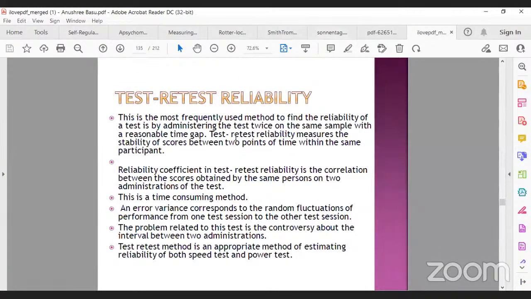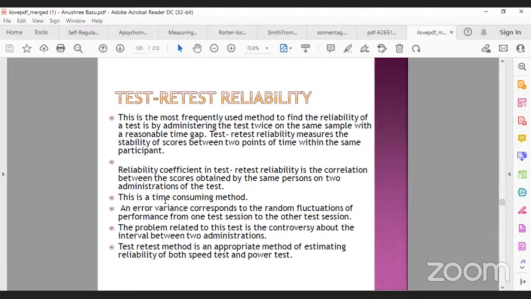Test-retest reliability. It is the most frequently used method to find reliability of the test by administering the test twice on the same sample with a reasonable time gap. Test-retest reliability measures the stability of scores between 2 points of time within the same participant. So when we are using test-retest reliability, we have to ensure that the only change is the temporal change, but the participants have to be the same. And the reliability coefficient is the correlation between the scores obtained by the same person on two administrations of the test. Okay.